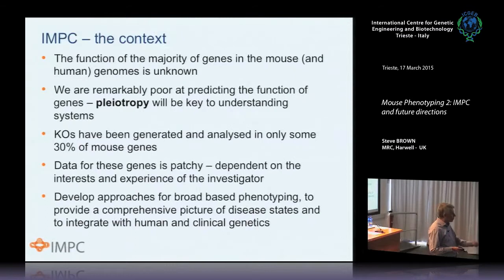So even for genes where we have knowledge about their function, you can go to the database, as you did yesterday. You can go to MGI and ask, is there a phenotype associated with the mutant? It's still patchy information. It's not the broad-based, comprehensive picture that we need to really be able to understand function and to integrate that information with human and clinical genetics.